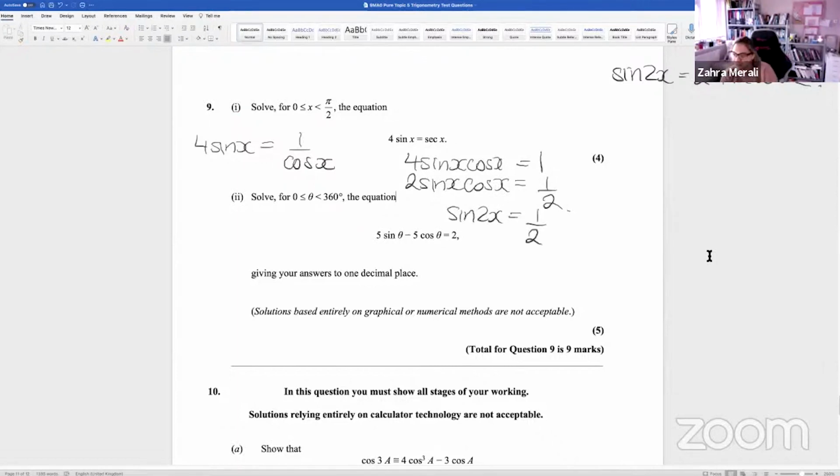You're going to do inverse sine of a half. So we're in radians. So shift sine of a half is going to give you pi by 6. The rule for sine is always 180 minus. So in this case, it's pi minus. So you get 5 pi by 6. Divide by 2. You get pi over 12 and 5 pi over 12.